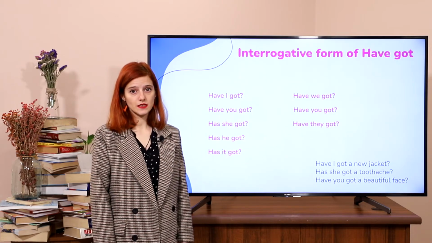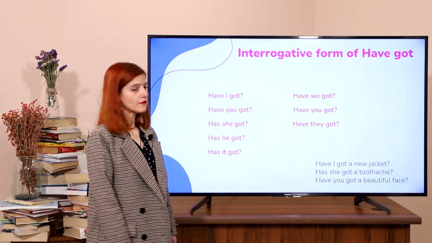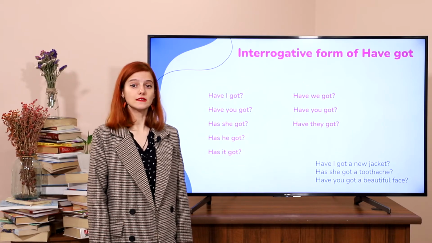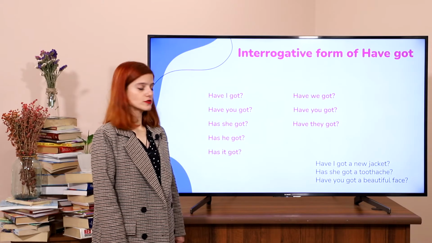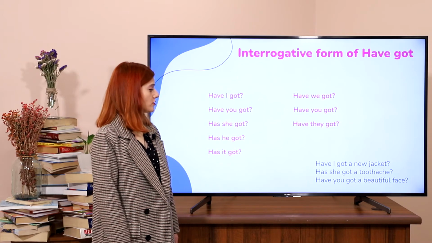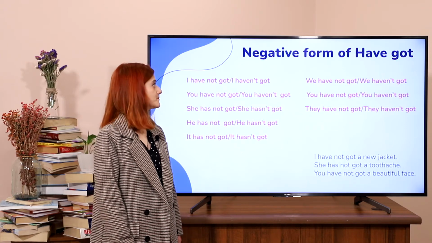Իսկ հարցական նախադասությունը կազմվում է՝ have-ը գալիս է դերանունից առաջ. Have I got? Have you got? Has she got? Has he got? Has it got? Have we got? Have you got? Have they got? Have I got a new jacket? Has she got a toothache? Have you got a beautiful face?